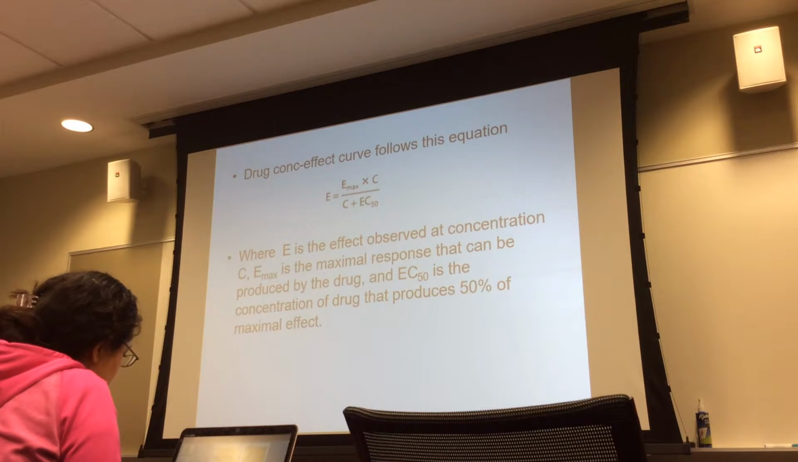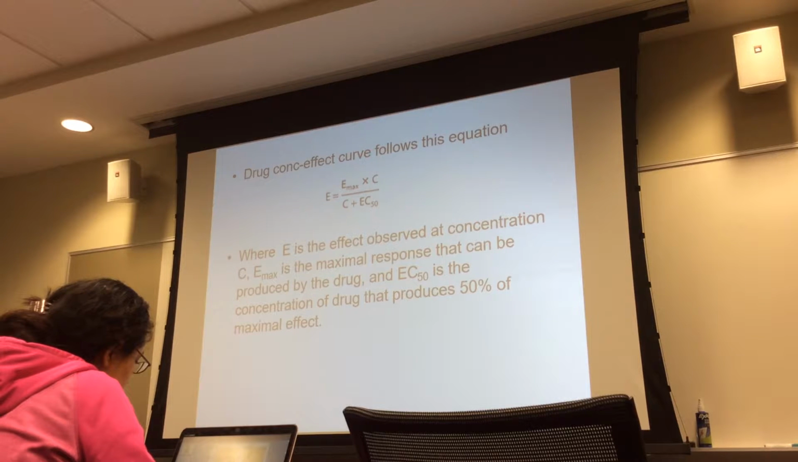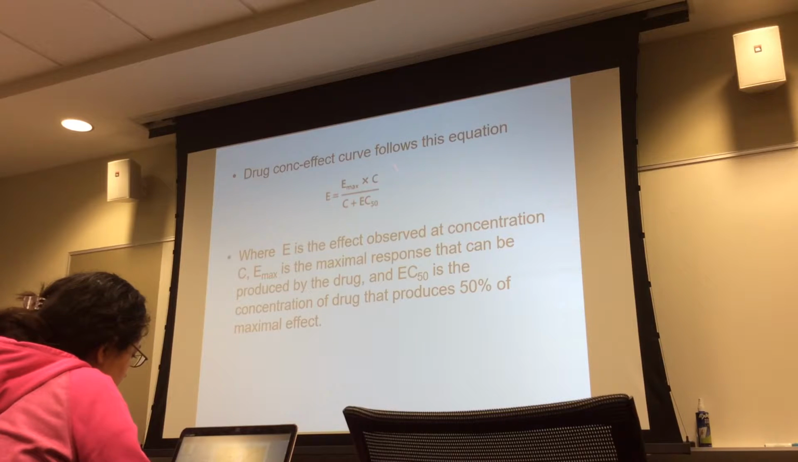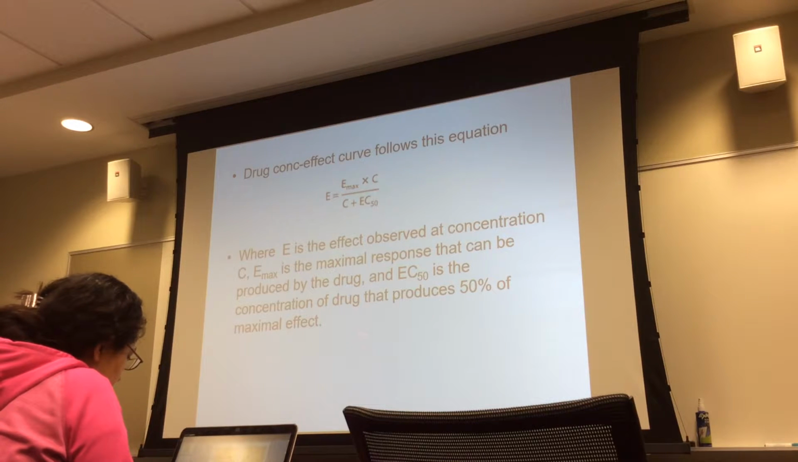So this relation is governed by this equation, where the effect at any point is the Emax, the maximum effect, times the concentration at that point, divided by the concentration plus EC50. That's why the curve is not straight, it's curved. And as we said, Emax is the maximum response that can be produced by this drug regardless of how much you increase the dose, and EC50 is the concentration of the drug that produces 50% of this Emax.